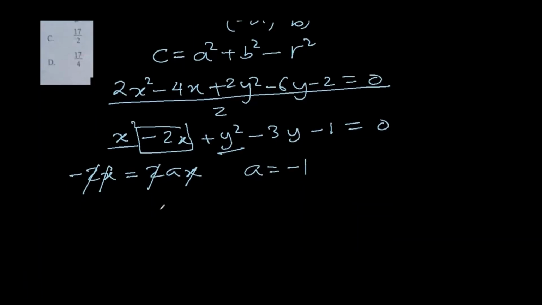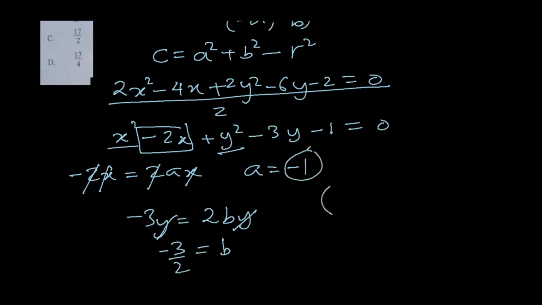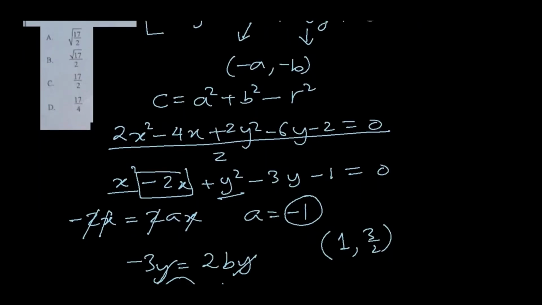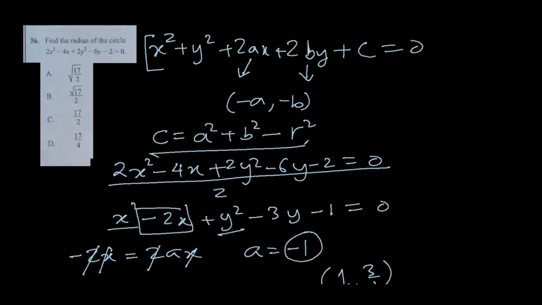Similarly, let's find b. So minus 3y equal to 2by. So y and y cancel, and b comes out to be minus 3 over 2. So our center now is minus a, minus of minus 1, which is positive 1, minus of minus 3 over 2, which is positive 3 over 2. This is the center.